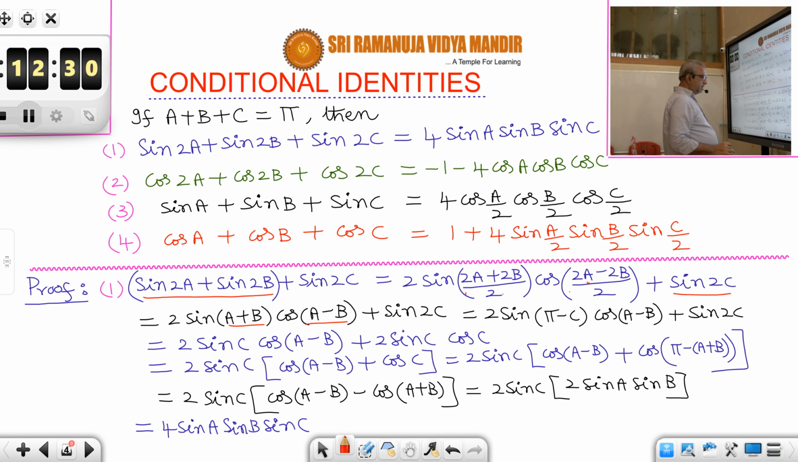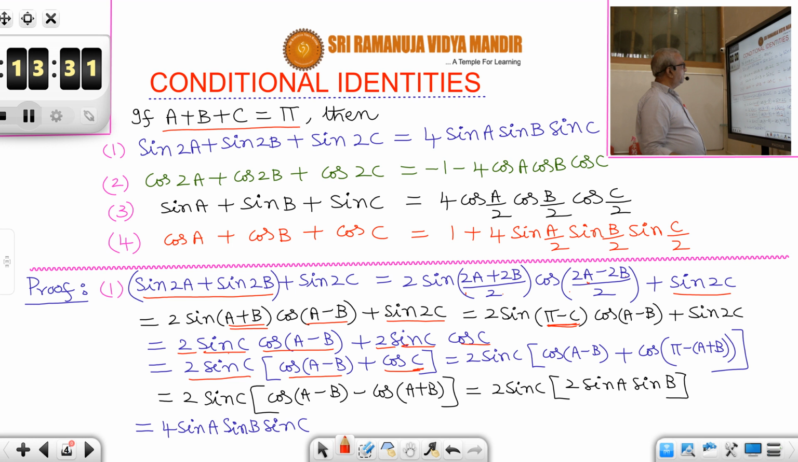Then sin 2C will come into action. Seeing sin C in the previous term, sin 2C changes into 2 sin C cos C, so that we can take 2 sin C common in the next step. So 2 sin C common, in the bracket we get cos(A minus B) plus cos C. But this cos C, C can be written as pi minus (A plus B), because A plus B plus C is equal to pi. So how can you write this C? Pi minus (A plus B). That is what I am doing in the next step.